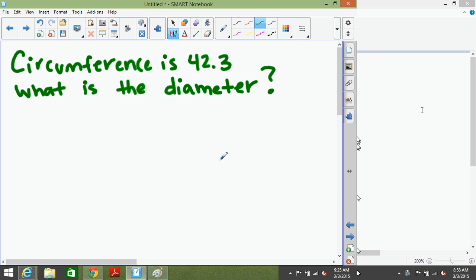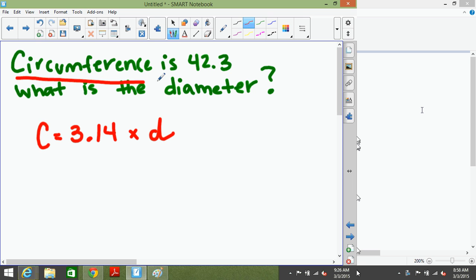The circumference is 42.3. What is the diameter? This time they gave us the circumference. They want to know the diameter. So first step is to write your formula. What is the formula for circumference? Now we plug in what they gave us. Did they give us C? Did they give us their circumference? Yes, they gave us their circumference. It says circumference is. Yes. So in place of C, I put 42.3 equals. Pi is going to always be pi.